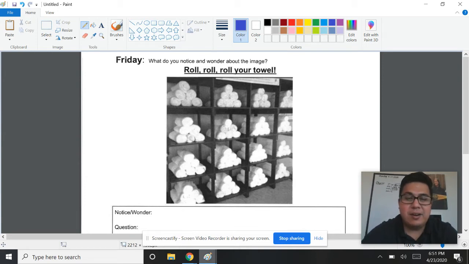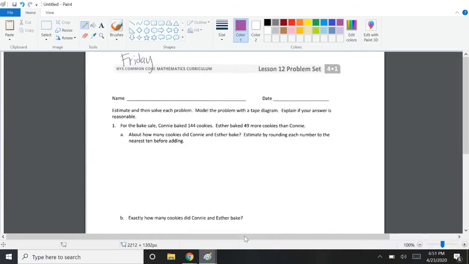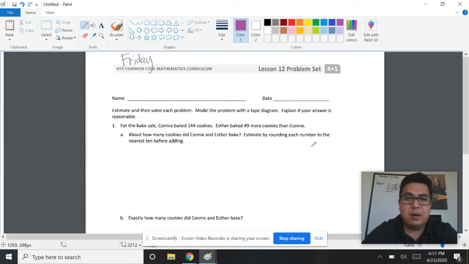Let's go ahead and look at our next assignment. We are going to do problem number 1 for Friday, lesson 12. I'm going to read that to you guys. It says, for the bake sale, Connie baked 144 cookies. Esther baked 49 more cookies than Connie. Part A says, how many cookies did Connie and Esther bake? Estimate by rounding each number to the nearest 10 before adding.